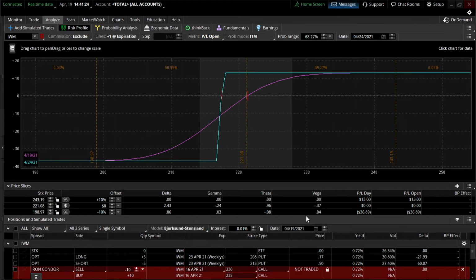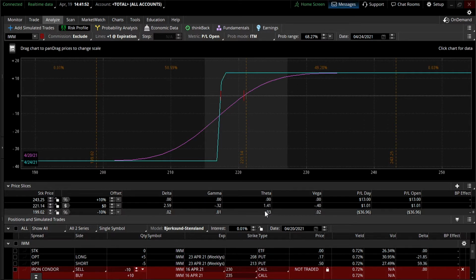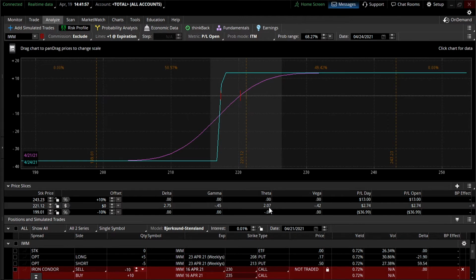Now, if you look at the delta, here's the delta of the trade, $2.43. So basically, for every dollar that the IWM moves, for the most part, this option will gain or lose $2.43. Now that will change daily, but that's the way it's set right now. The theta you will collect is 0.96. So let's just round that off to a buck, right? So every day you get a buck, right? And then the next day will be $1.41. Then the next day, $2.07, right?